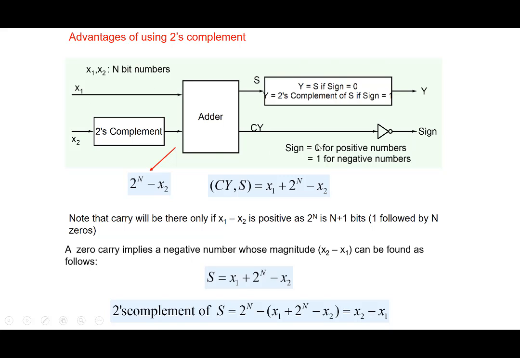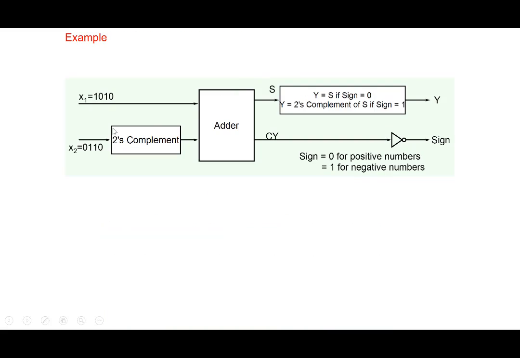Right? So this whole algorithm then makes sense of doing a subtraction of x1 minus x2 using the 2's complement approach here. All right, so let's illustrate that here. So let's say this is 1 0 1 0 here. So what is this binary number here?